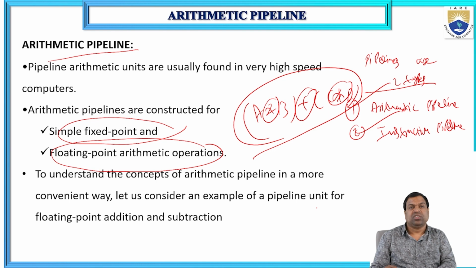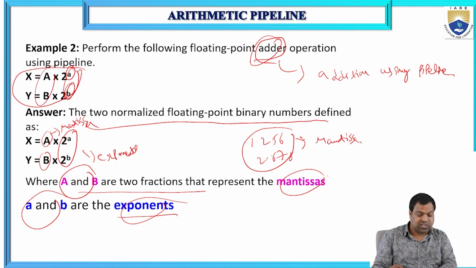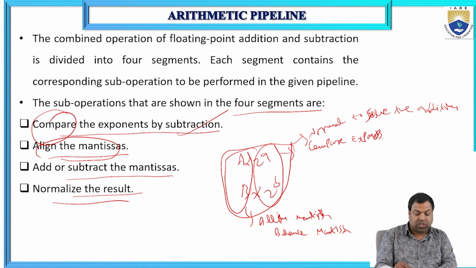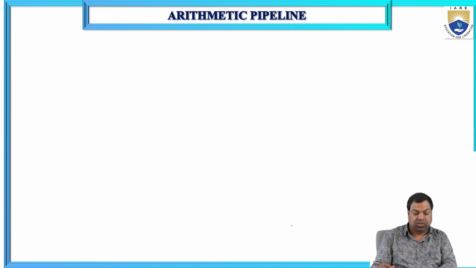What are the conditions for simple fixed point, floating point arithmetic operation? To understand the concept of arithmetic pipeline more conveniently, example 2 I'm taking: perform the floating point addition and subtraction, X equal to capital A into 2 power a, Y equal to B into 2 power b. So we first take the mantissa and exponent and balance them. So compare the exponent, align the mantissa, add or subtract, and normalize the result. So four sub operations we need to perform.